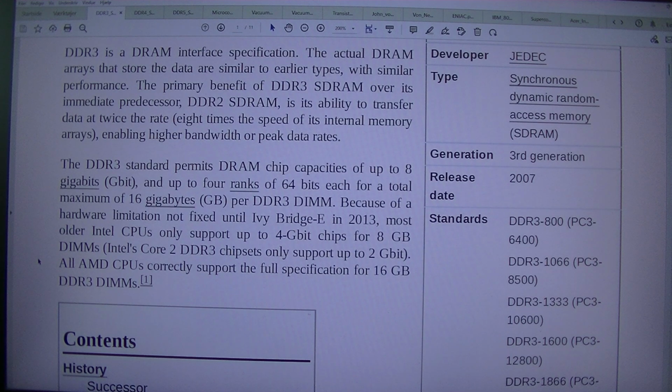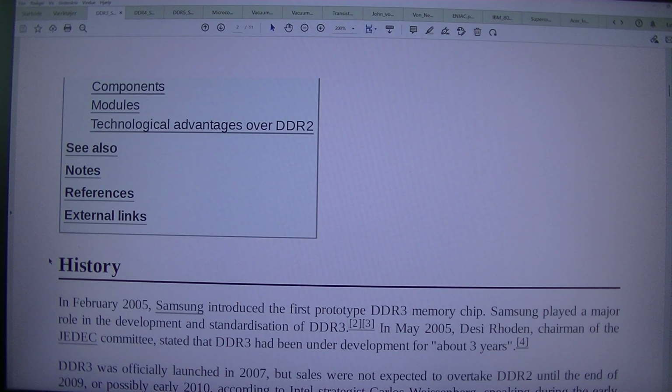Contents. History, successor. Specification overview. Dual inline memory modules. Latencies. Power consumption. Modules. Serial presence detect, release 4. XMP extension. Variants, DDR3L and DDR3U extensions. Feature summary. Components. Modules. Technological advantages over DDR2. See also. Notes. References. External links.